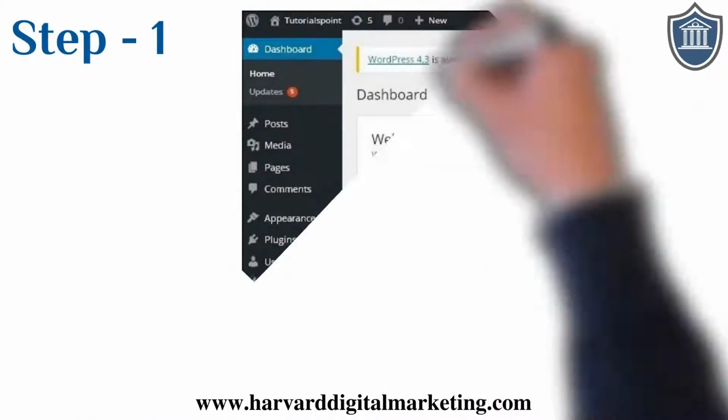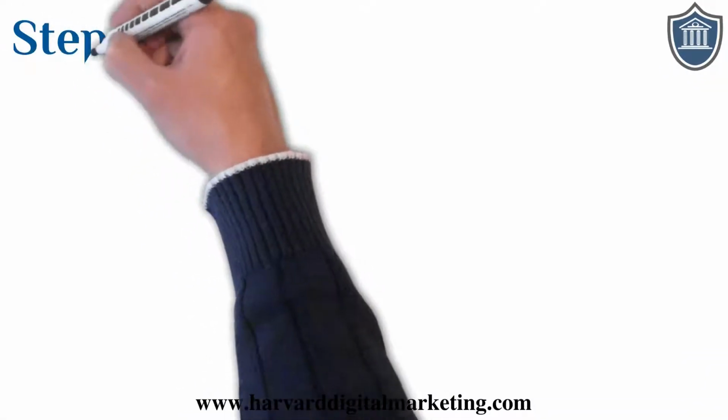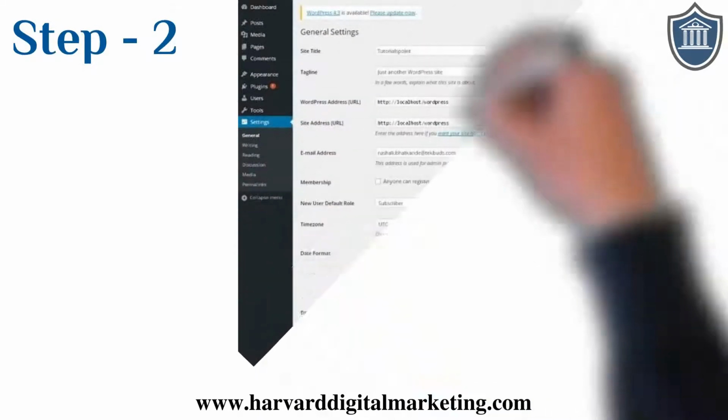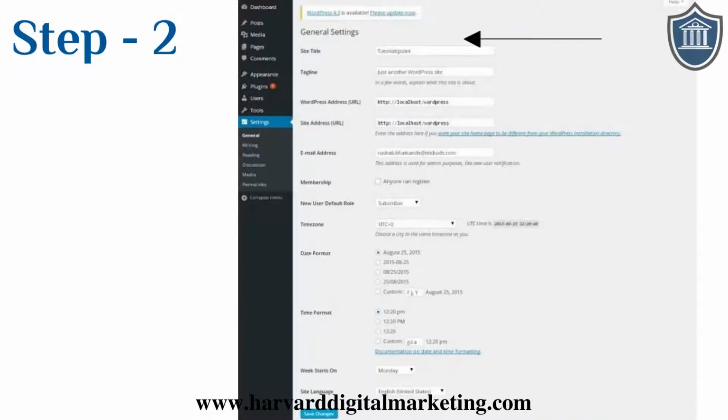Step 1. Click on settings, then go to the general option in WordPress. Step 2. The general setting page is displayed. Following are the details of the fields on the general settings page. Site title. It displays the name of the site in the template header. Tagline. Displays a short sentence about your site.